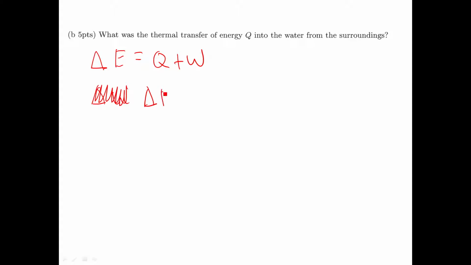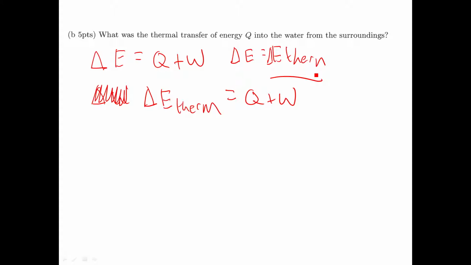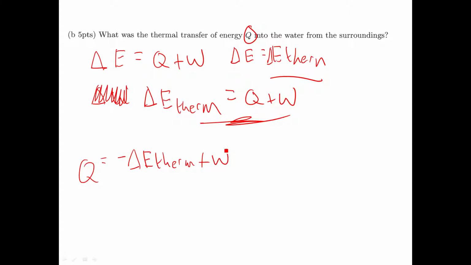Delta E thermal, because we have no other kinetic energies and whatnot, it's just thermal energy, is equal to Q plus W. The thermal energy is the only energy we're concerned with right now. So if you want to find Q, we just rearrange this equation: Q is equal to delta E thermal minus the work done on the system, right?